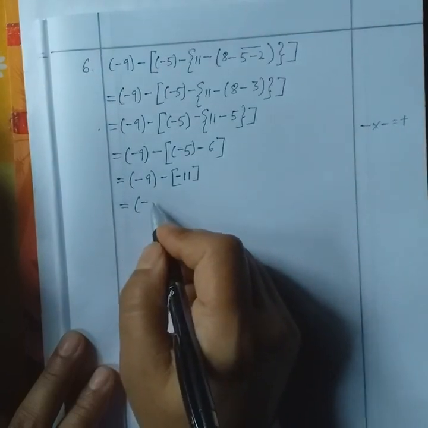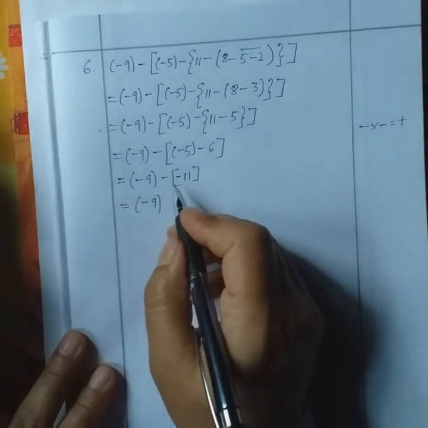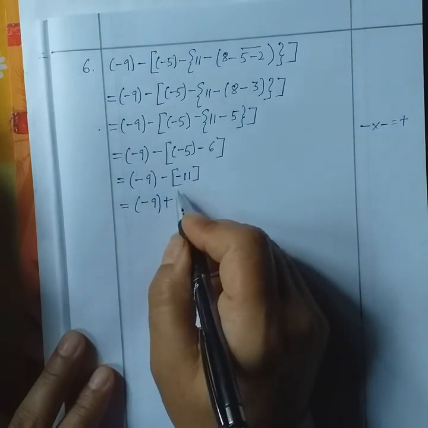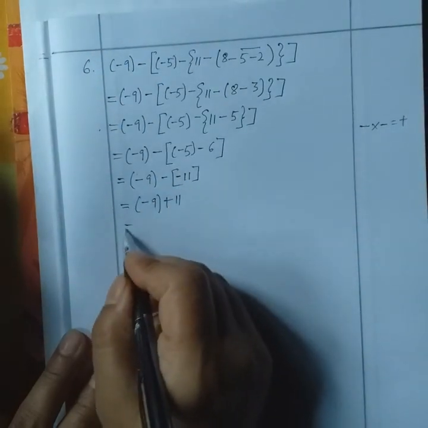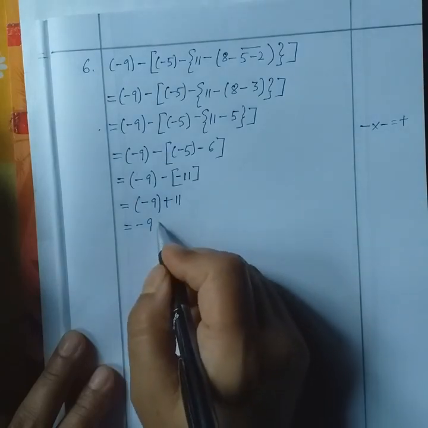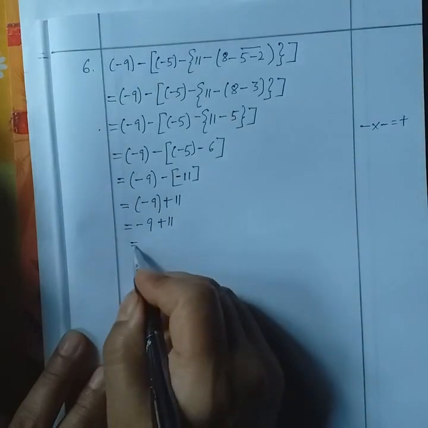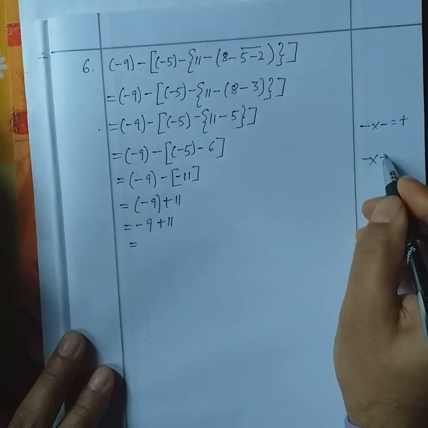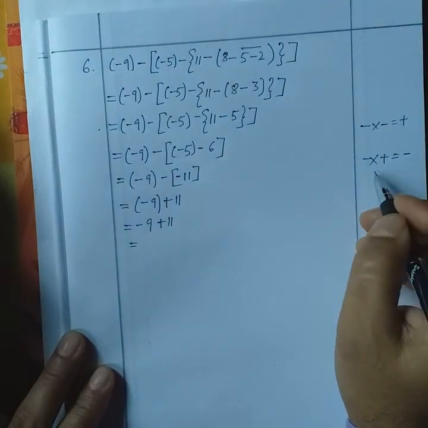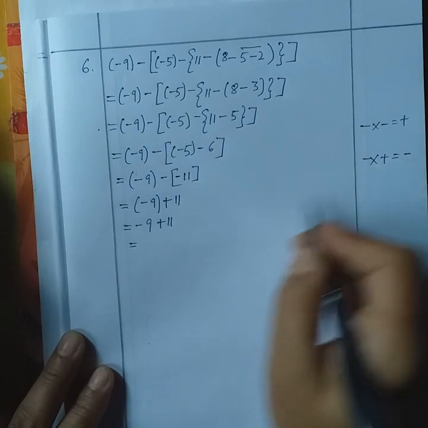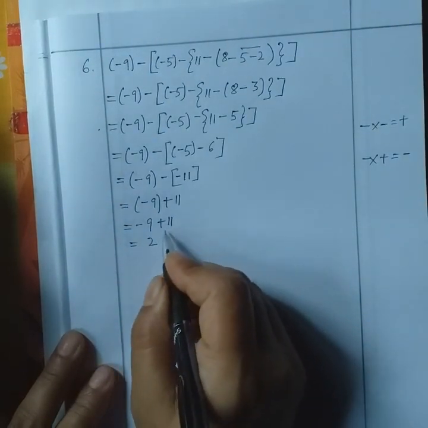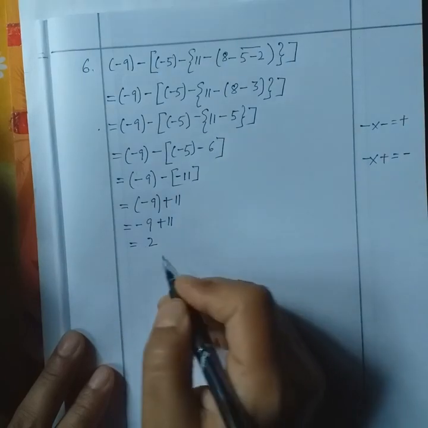So minus 9, again these two will multiply, minus minus plus 11. Here is minus 9 plus 11. So finally what can we write? Minus plus is minus. Minus into plus is minus. So we have to subtract here. 11 minus 9 is how much? 2. What is the sign of the bigger number? Plus. So this is a positive number.